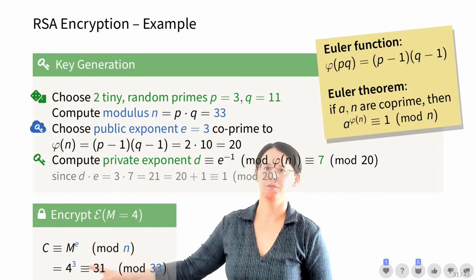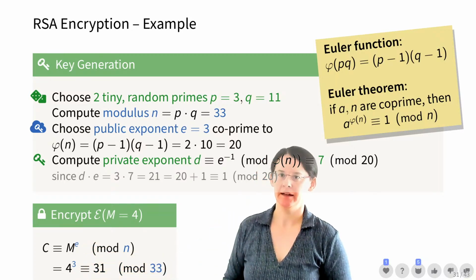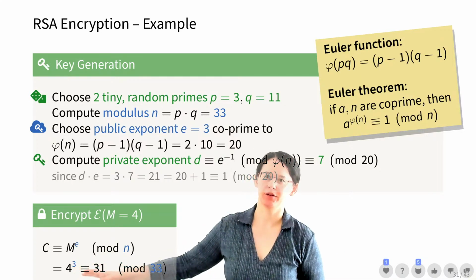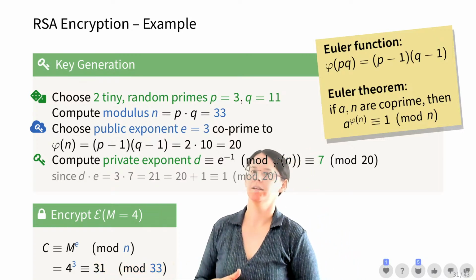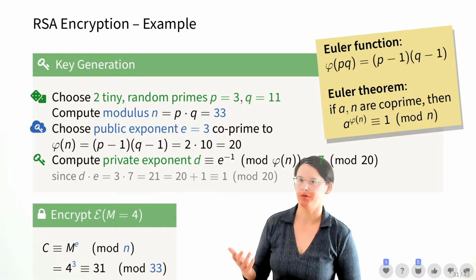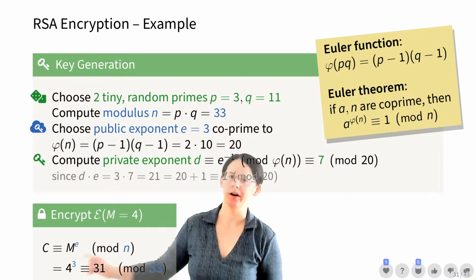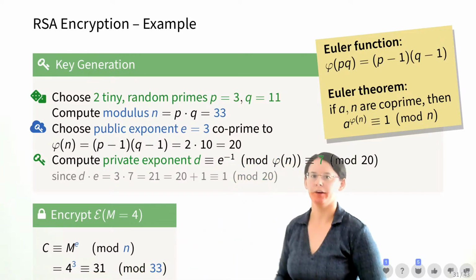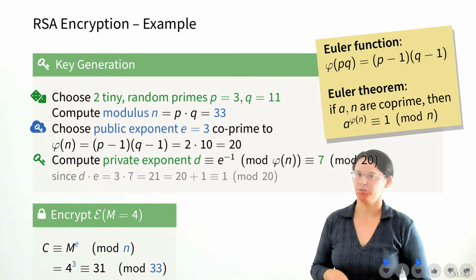So 4 to the power of 3 is what we're trying to compute, so message to the power of the exponent. I simply typed it into the calculator, and the result of 4 to the power of 3 modulo 33 turns out to be 31. You can easily get that because 4 to the power of 3 is the same as 2 to the power of 6, which is 64, and 64 minus 33 is 31. So that's how you verify it. Okay, so the ciphertext for 4 is 31.